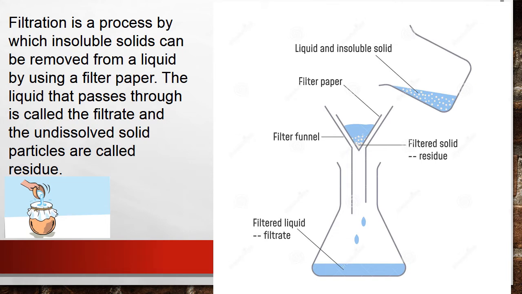As you can see in the definition, filtration is a process by which insoluble solids can be removed from a liquid by using a filter paper. The liquid that passes through is called the filtrate, and the undissolved solid particles are called residue. So this is the process of filtration by which we can separate insoluble solid from a liquid.